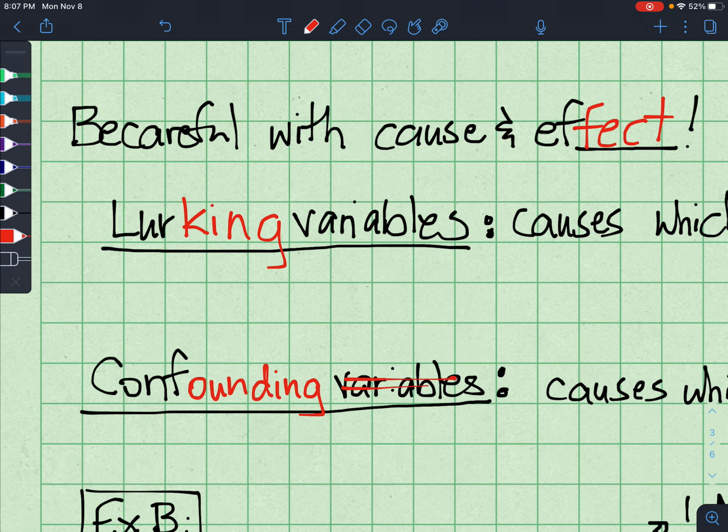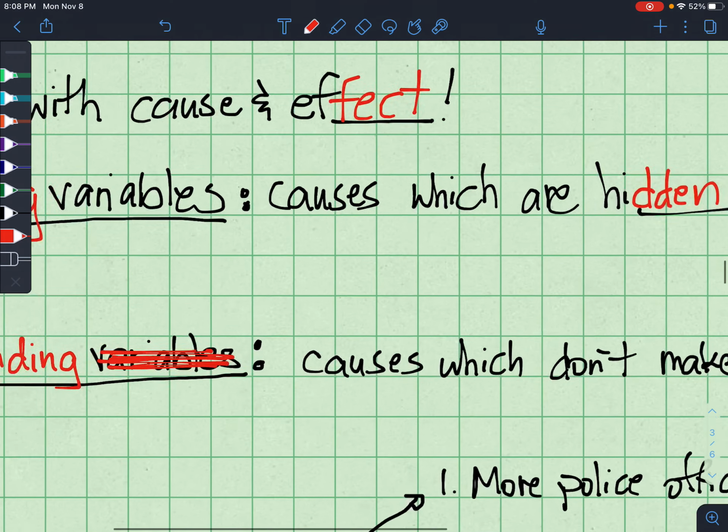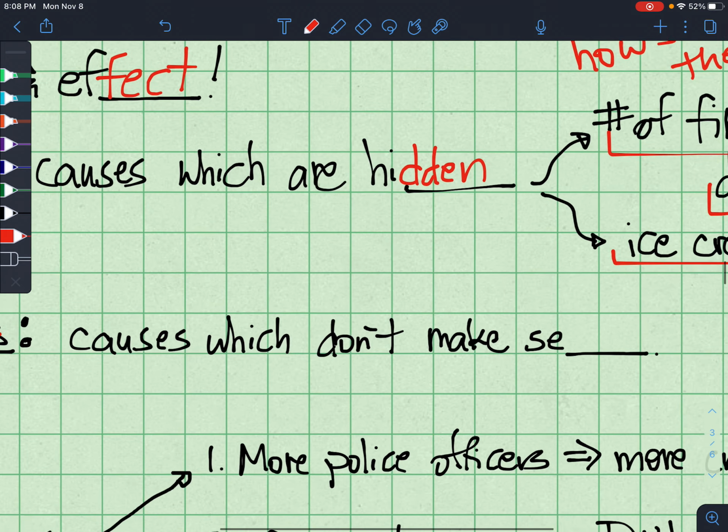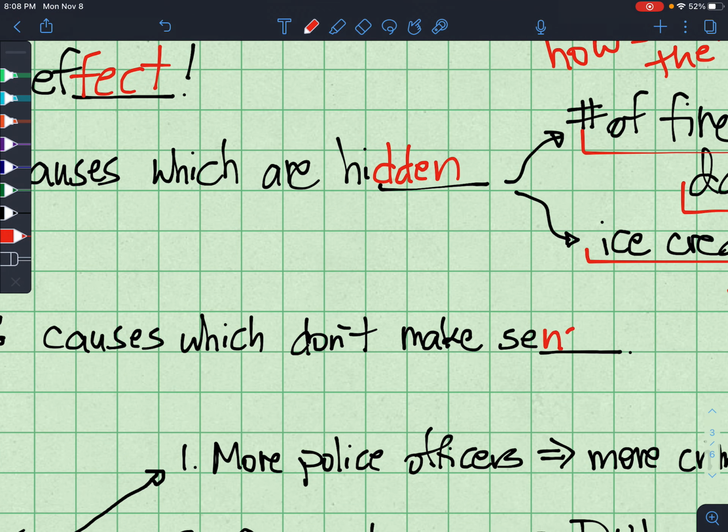Finally, the other thing that we have to be careful of is there may be a confounding situation going on. Okay, I should cross off the word variable. There's no variable there. It's just a confounding situation. And these are causes which don't make sense. You'll see that here in a couple of examples.